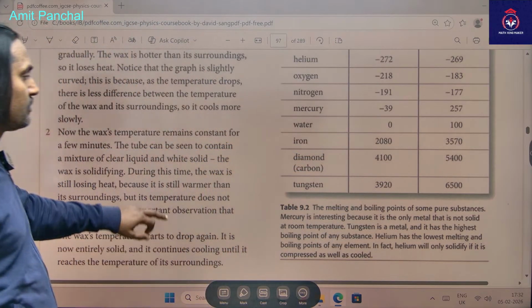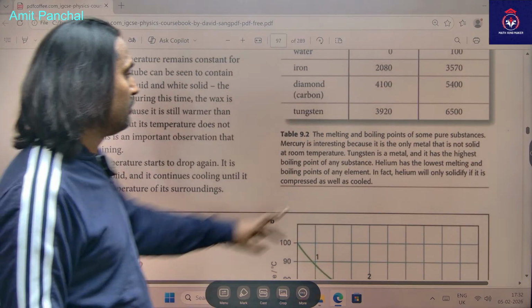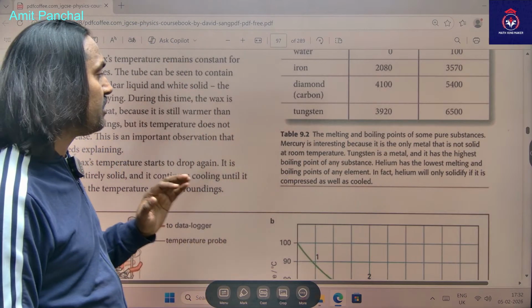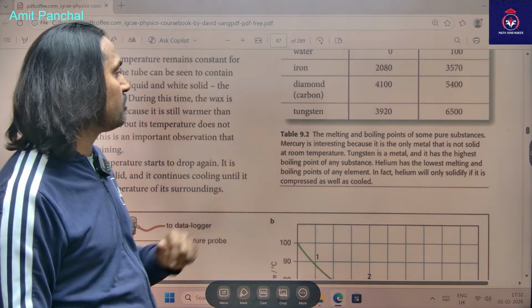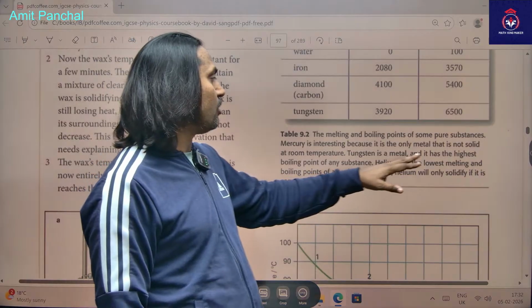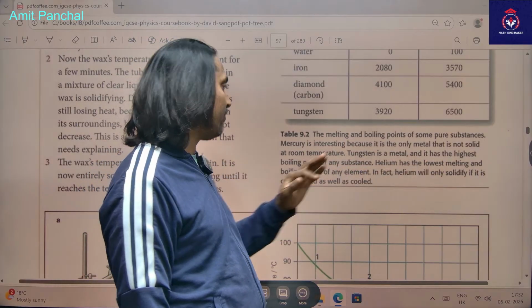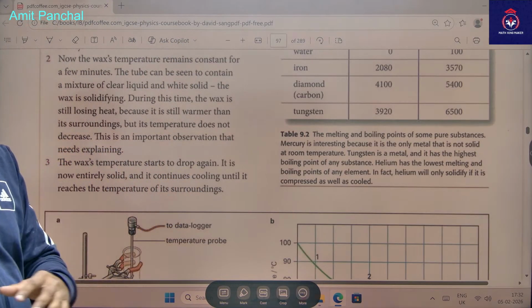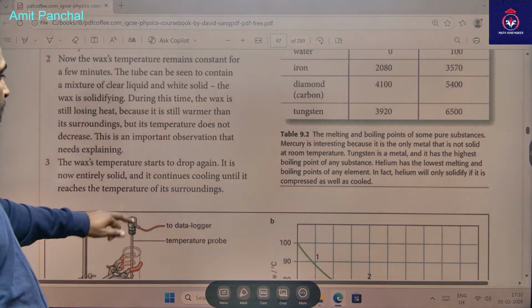Among the melting and boiling points of some pure substances, mercury is interesting because it is the only metal that is not solid at room temperature; it is liquid. Tungsten is a metal and it has the highest boiling point of any substance. Helium has the lowest melting and boiling point of any element. In fact, helium will only solidify if it is compressed as well as cooled. So if you compress it and cool it, only then will it solidify.